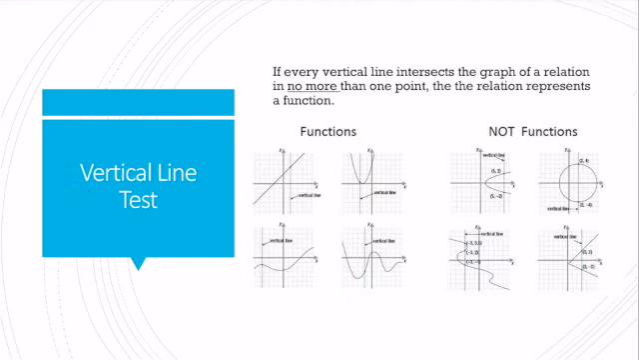Remember, in order for something to be a function, it has to pass the vertical line test. So here we have a linear equation that passes the vertical line test, a parabola. Things that don't pass the vertical line test are circles, this rotated absolute value function, right? These are not functions because they do not pass the vertical line test.